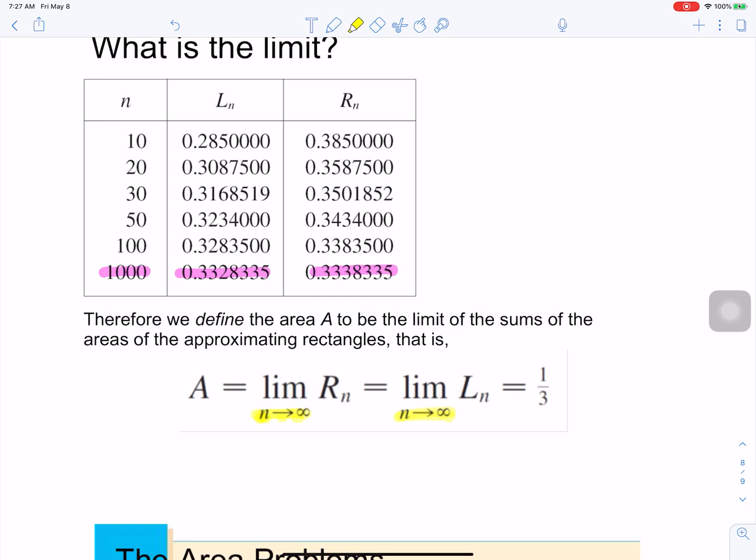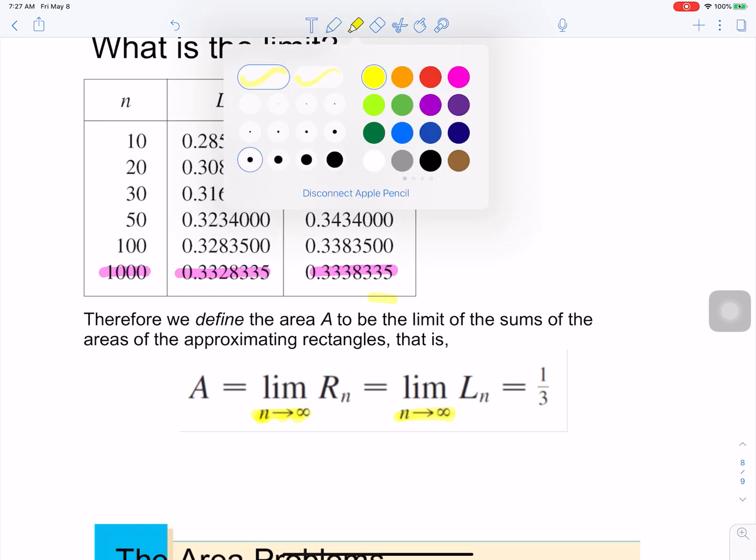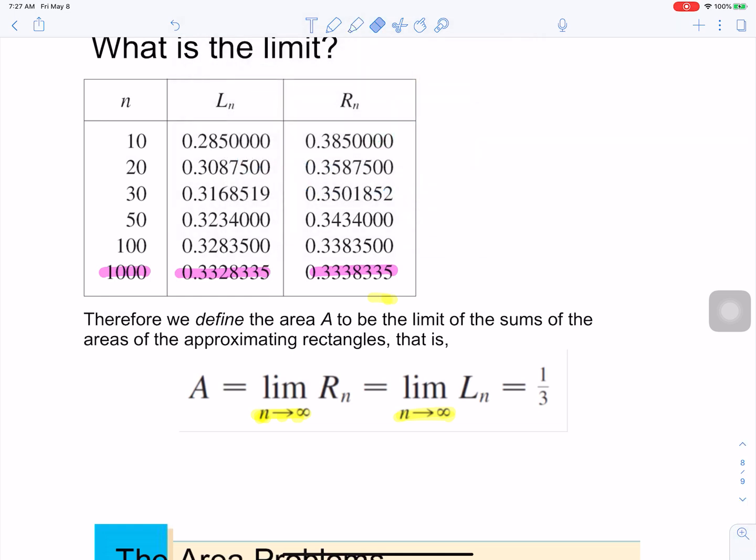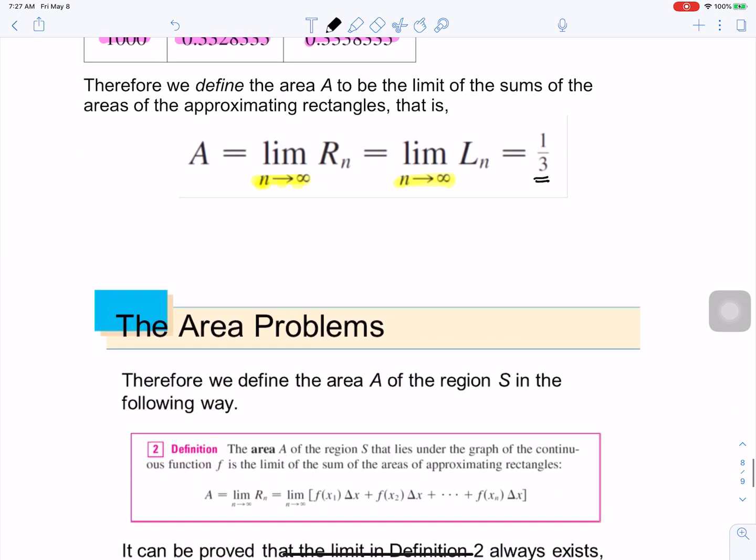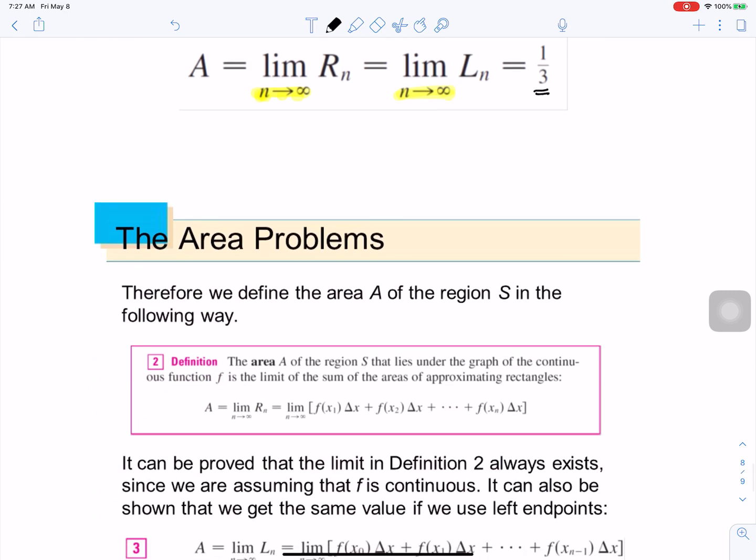Now when I do this and I look at these two values, you can start to see that the decimal places are lining up at 0.33, and then there's a whole bunch of differences in there. But as the number of rectangles increases, and you take the limit of that sum, you're getting 1/3. Okay, that's sort of like a limit. So for the area problem, we have a definition now, okay?